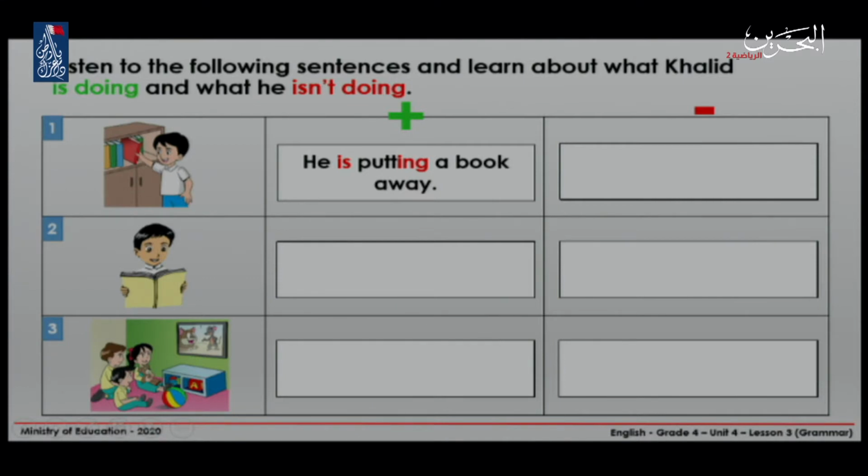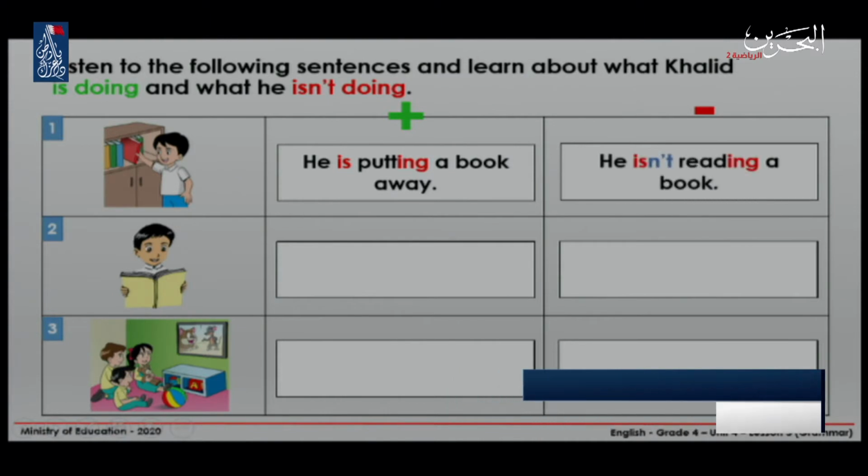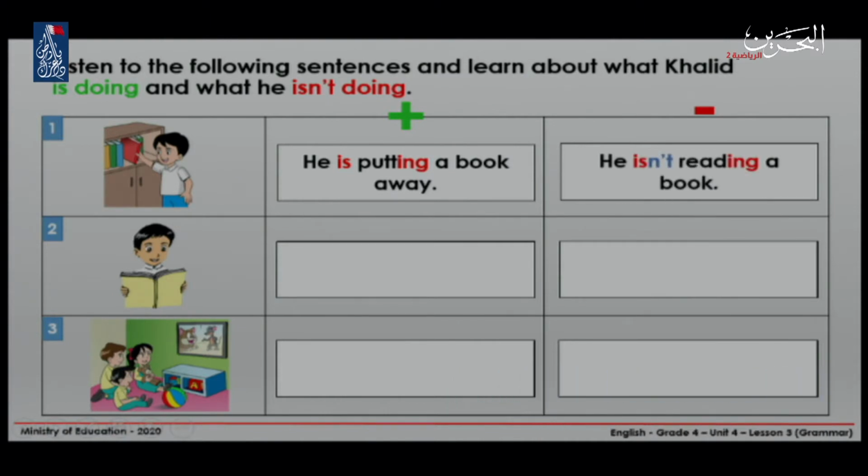Here's the affirmative structure. First we start with the pronoun he, followed by a verb to be, is, then a verb, putting, and don't forget, here we have a vowel and a consonant, so we have to double the consonant, and then we continue the sentence, a book away. Now let's see the negative sentence. He isn't reading a book.